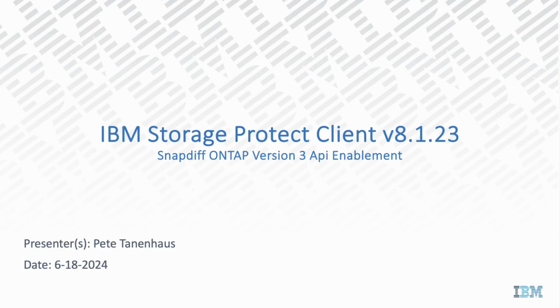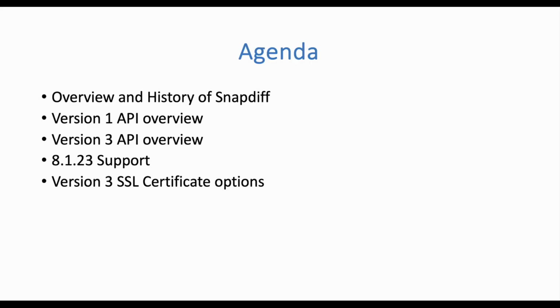My name is Pete Tannenhaus and I'm going to be presenting the Snapdiff ONTAP version 3 API enablement that's being announced in the 8.123 client. And I'm going to give a brief overview and history of Snapdiff, brief descriptions of both APIs, what is being announced in 8.123, and new certificate options that are used by the version 3 APIs.